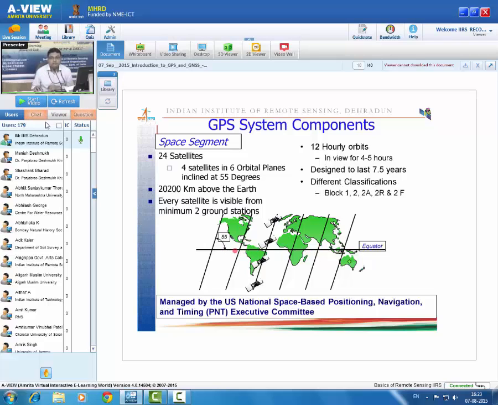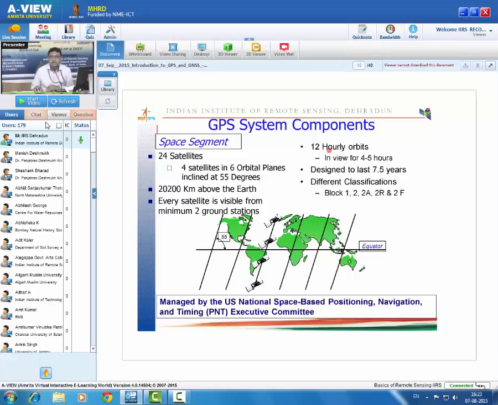So at every 60 degrees we get one GPS orbit. In each GPS orbit we have a minimum of 4 satellites. That makes the count 6 into 4, 24. So 24 satellites are there to function all around the globe, so that they give us the position over the Earth. The system is being managed by the US National Space-Based Positioning, Navigation and Timing Executive Committee.